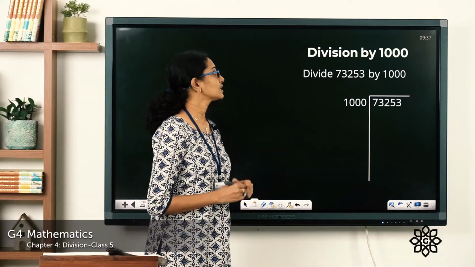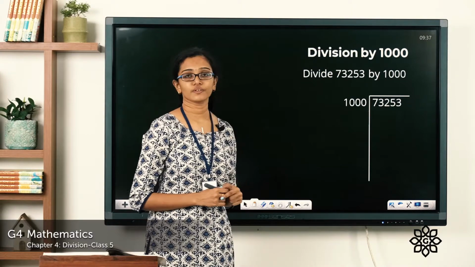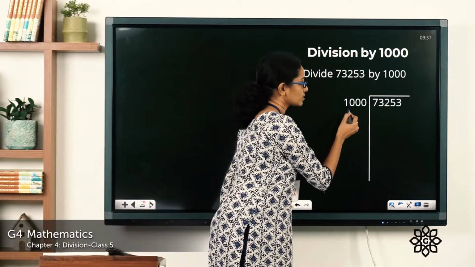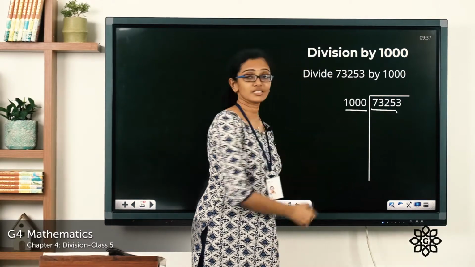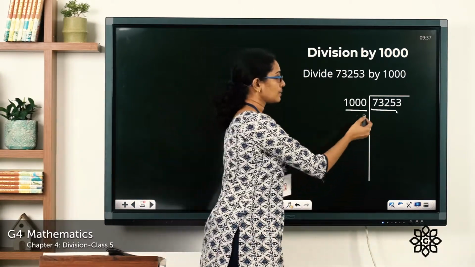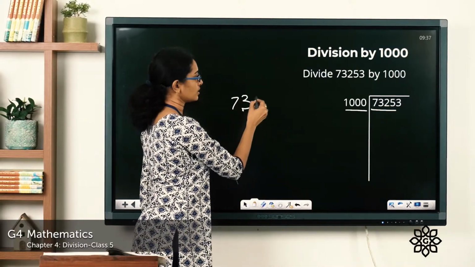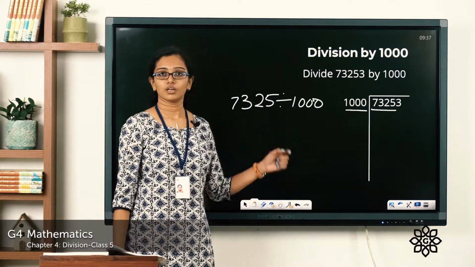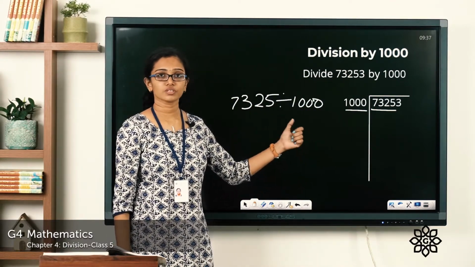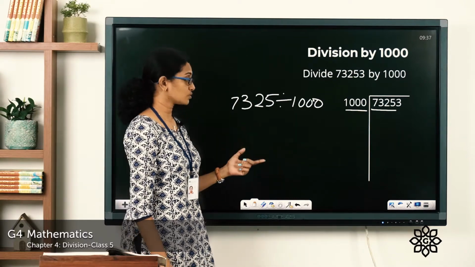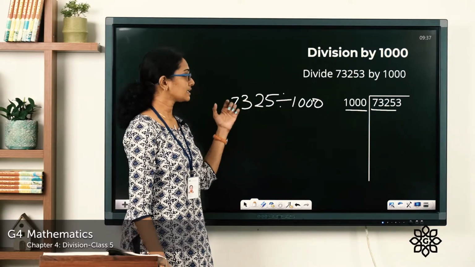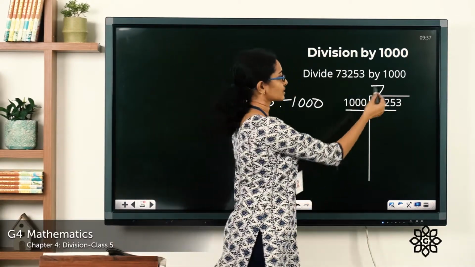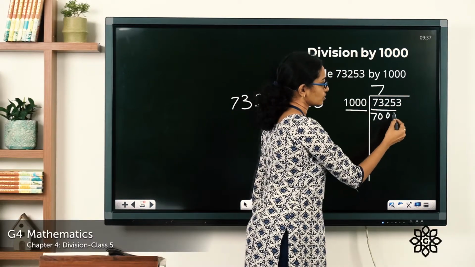Look at this question. Divide 73,253 by 1000. With the usual long division method, I'm going to consider the first 4 digits since I'm dividing with a 4-digit number. So there we have 7,325 divided by 1000. We know 1000 ones are 1000, 1000 twos are 2000, 1000 threes are 3000, and so on, and 1000 sevens are 7000, right? So I'm going to write 7 here.